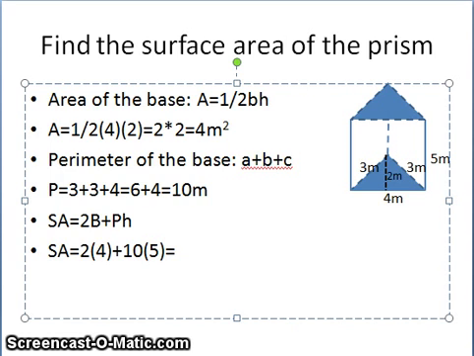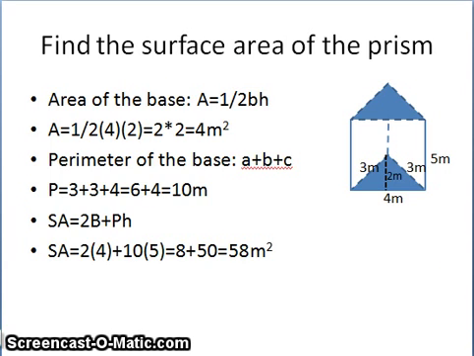Now, order of operations says I have to do the multiplication first. So 4 times 2 is 8. 10 times 5 is 50. So this is 58, and I need my units. Again, I'm doing area. So since I'm doing area, I know that's meters squared. Okay. Remember that you can watch this again if I went too quickly for you.